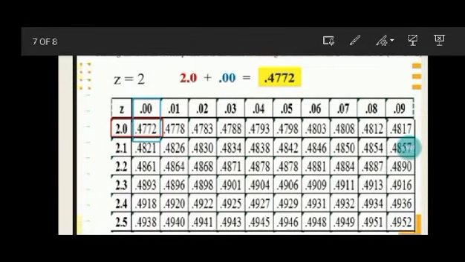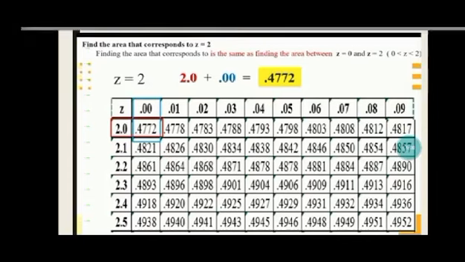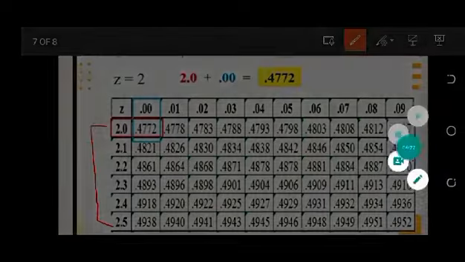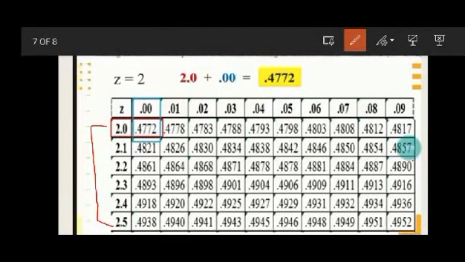So mag-focus muna tayo dito sa column ng z natin, which is this one: 2.0, 2.1, 2.2, 2.3, 2.4, 2.5. Yan po yung mga z values. Since wala namang decimal ang 2, wala namang kasama yung z natin, z equal 2 natin, kukunin natin yung 2.0. Ito po, 2.0, then itatapat natin naman yung 0.0.